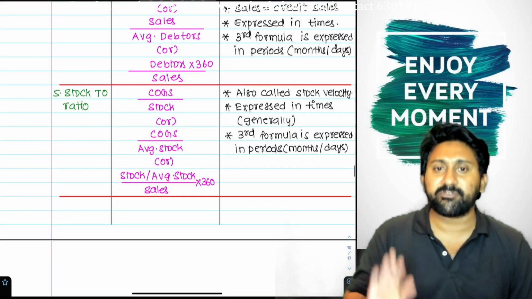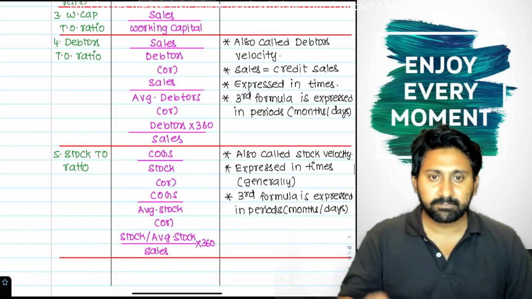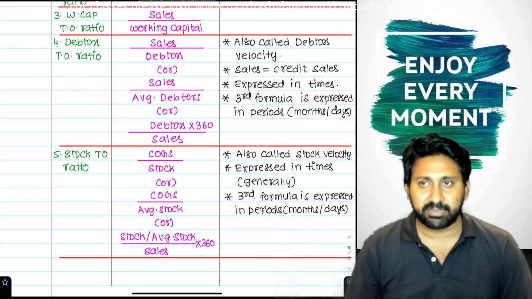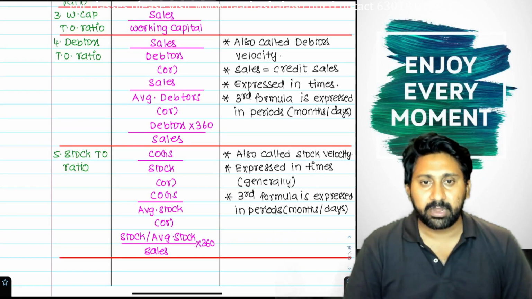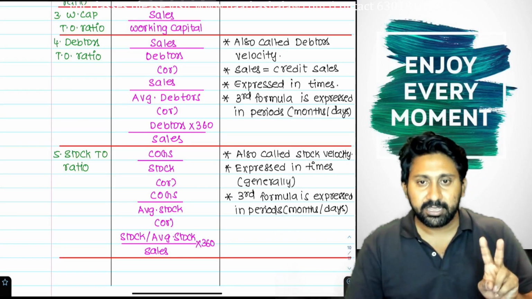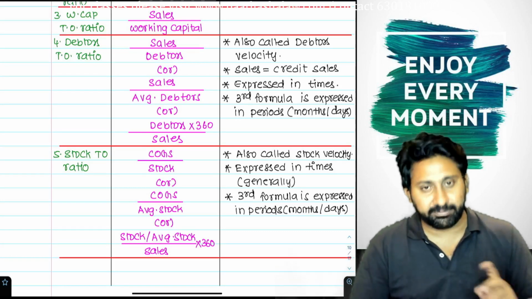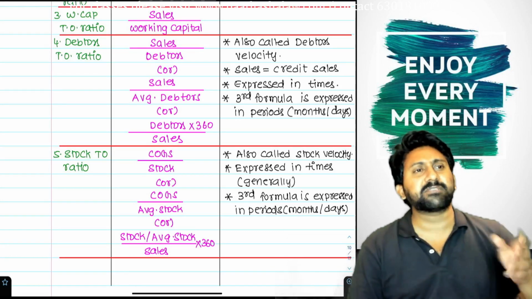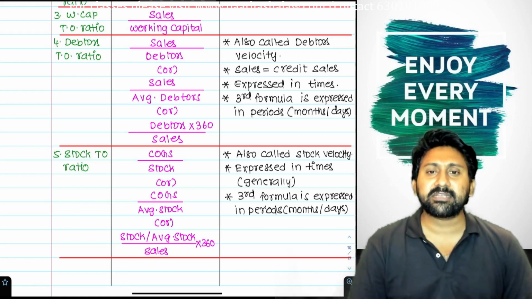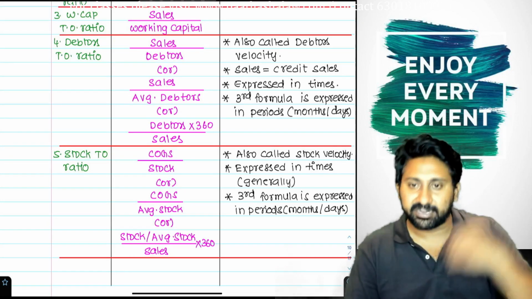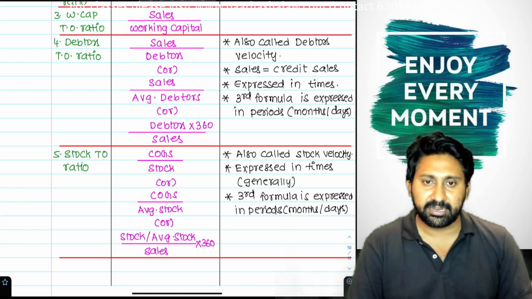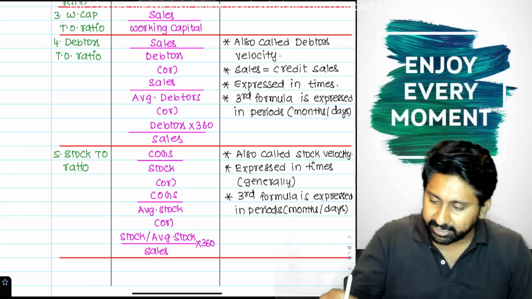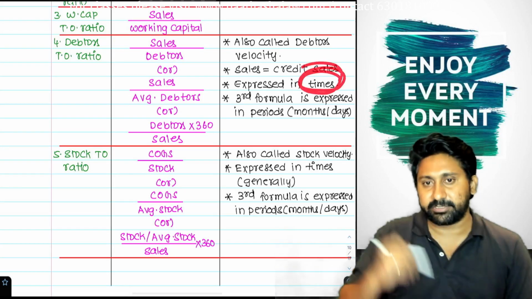This is only for understanding sake. These four to five ratios are very frequently tested in exams, in the problems they will test. Debtors turnover can be of two types. One is expressed in the form of times, which means sales by debtors. Debtors cannot be more than sales because sales generate the debtors. Sales 100, debtors 50 means two times.